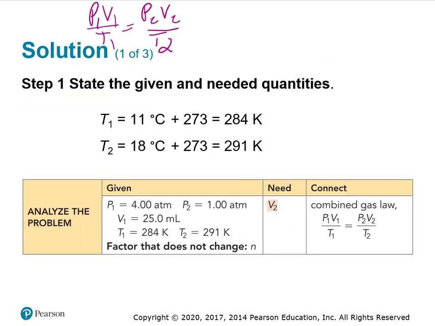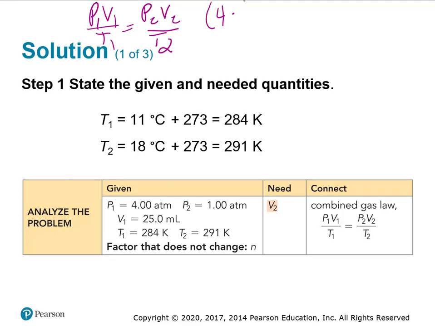Let's set it up using our combined gas law equation. P1 times V1 over T1. Well, our P1 is 4 atmospheres times our V1, which is 25 milliliters, divided by T1, which was 284 Kelvin. That's equal to P2, which we know was 1 atmosphere, V2 is our question mark, and our T2 was 291. How do we go about solving for V2?